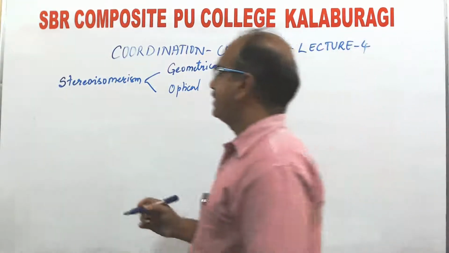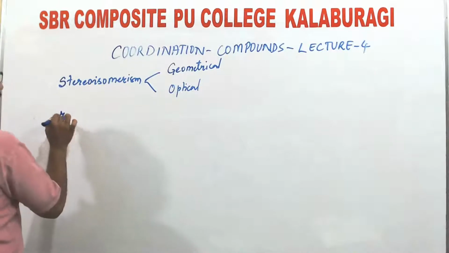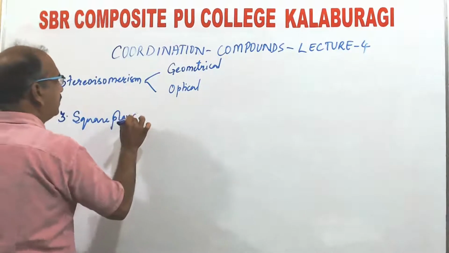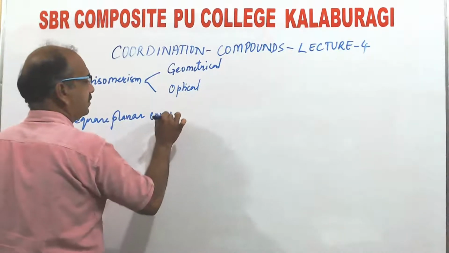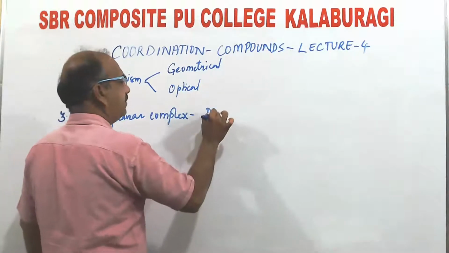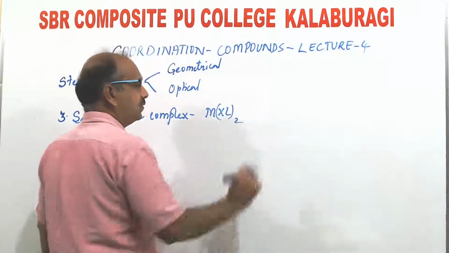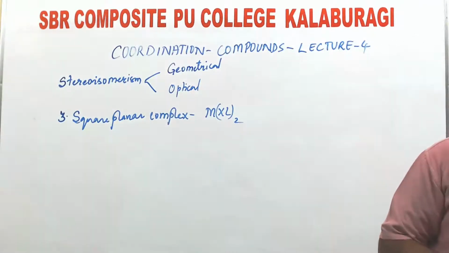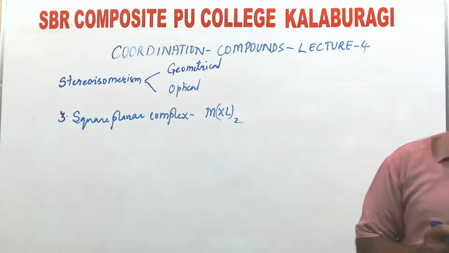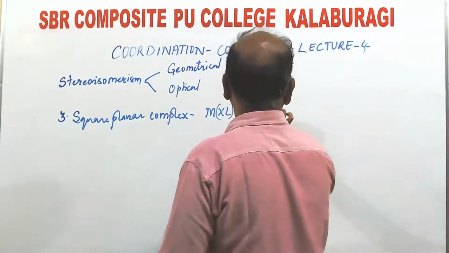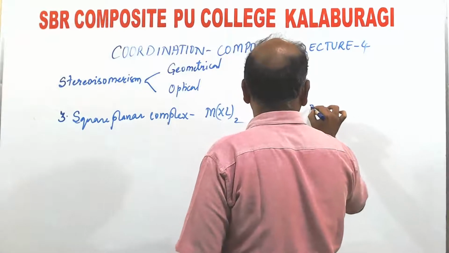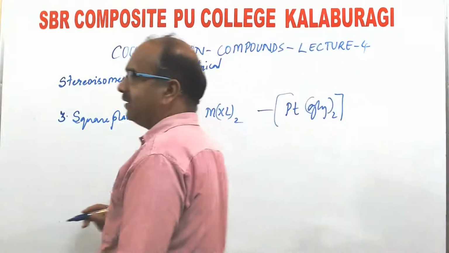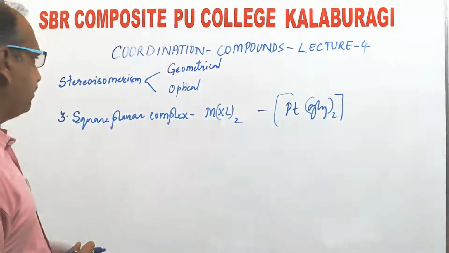Square planar complex of the type MXL2. Okay, MXL2. So here X and L2, both are going to be the bidentate ligands. Example for this, platinum and glycinate, which is a bidentate ligand, shall be the example for this.